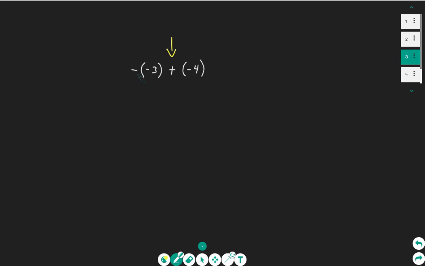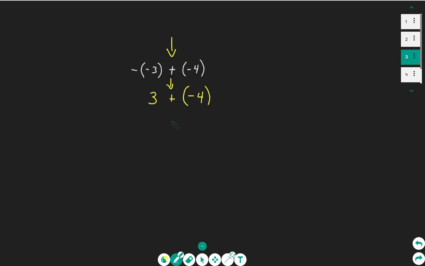So we have a negative 3. So what's the opposite of a negative 3? Positive 3, right? And then I have this plus sign, so we're just going to bring it right down, plus. And then I have a negative 4. Well, there's nothing I can do in there. There isn't like a negative 4 or something like that. So it remains a negative 4.